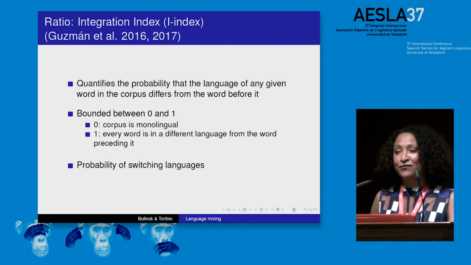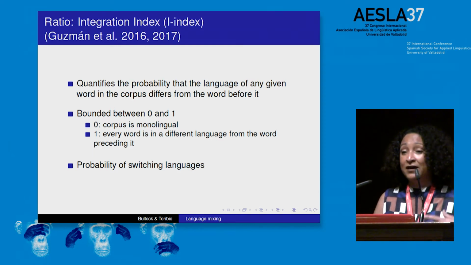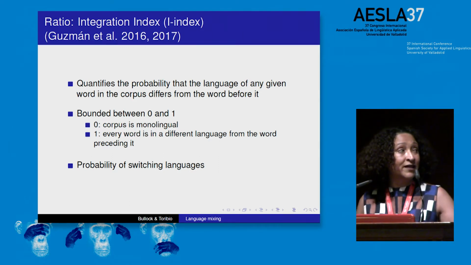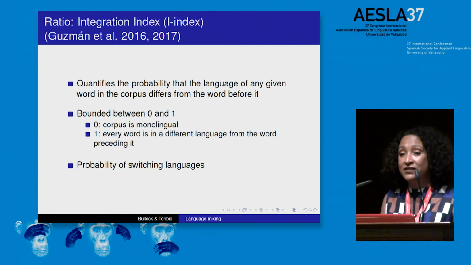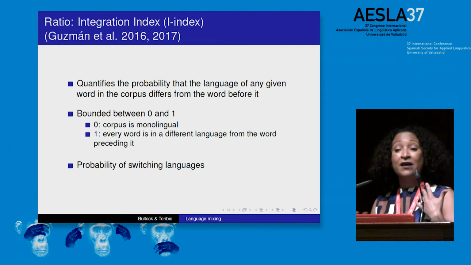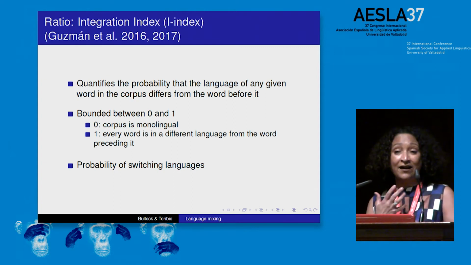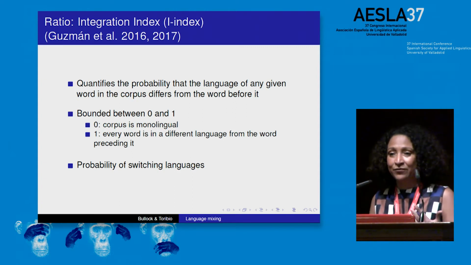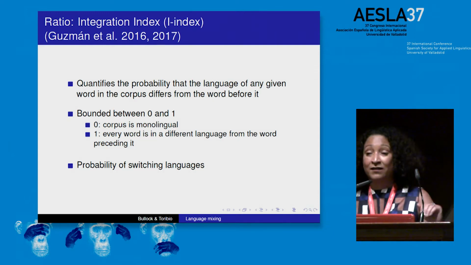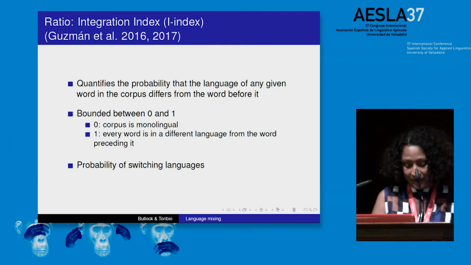We didn't put up the math formulas, but if anybody's interested, you can speak with us afterwards. But this particular metric is bound between 0 and 1. 0 if a corpus is fully monolingual. As you get closer to 1, then you have every word that's in a different language, right? So we don't expect to have necessarily a 1, right?